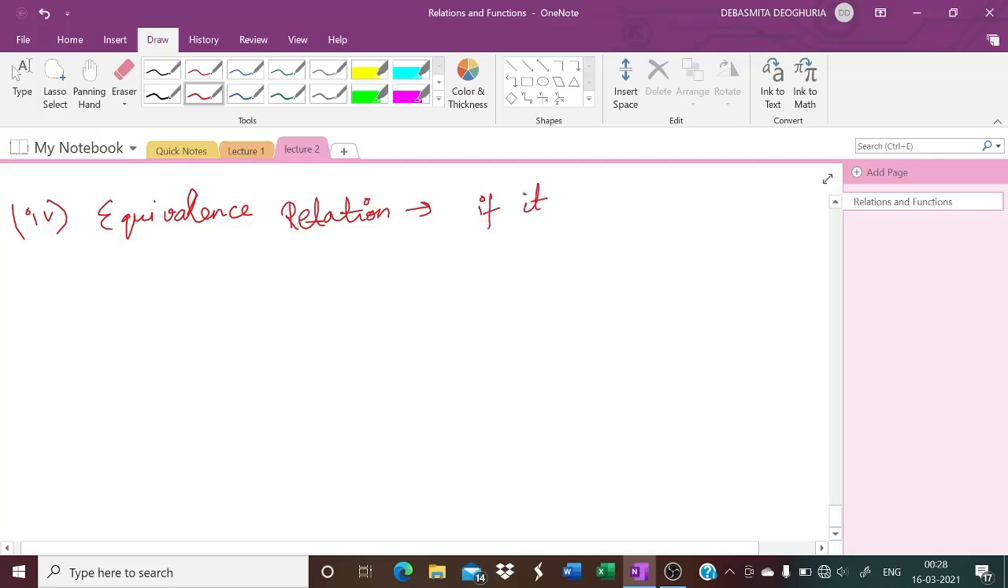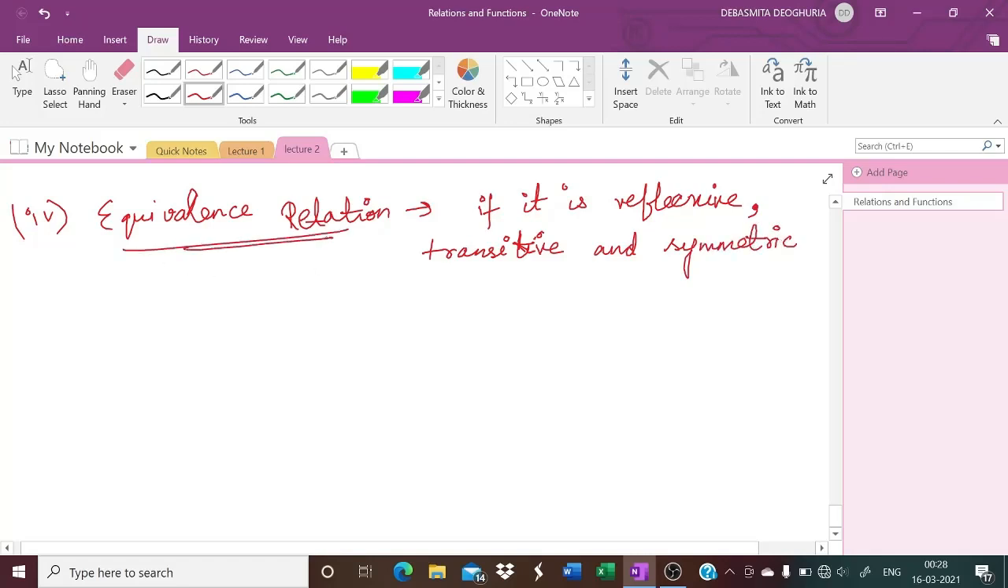If it is reflexive, transitive, and symmetric, then my relation is an equivalence relation. Okay, then we will call this an equivalence relation. So let us do one question. Okay, I haven't solved a question in a long time.